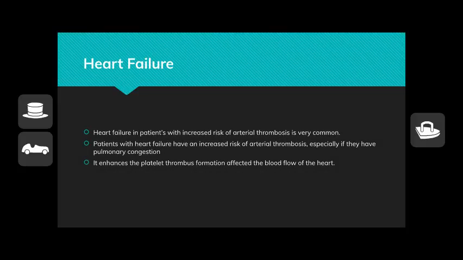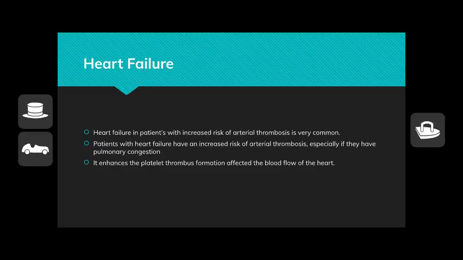Heart failure. Heart failure in patients with increased risk of arterial thrombosis is very common. Which one occurs before the other can still be unclear in certain patients. Patients with heart failure have an increased risk of arterial thrombosis, especially if they have pulmonary congestion.